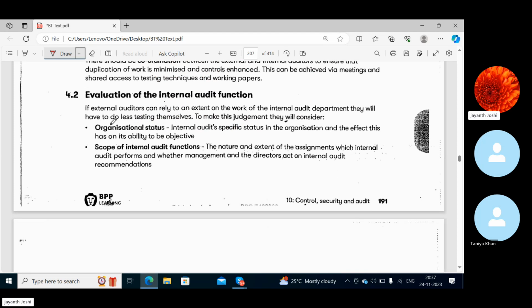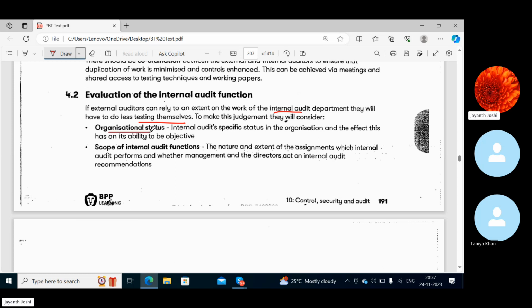Evaluation of internal audit function. If the external auditors can rely to an extent on the work of internal audit department, they will have to do less testing themselves. Yeah, if things are very good in the company and internal audits are conducted thoroughly and regularly, the burden of the external auditors is reduced, right? They have to just make the judgment now.